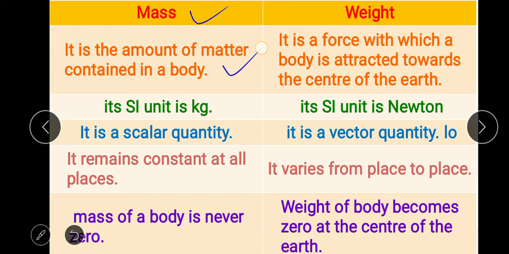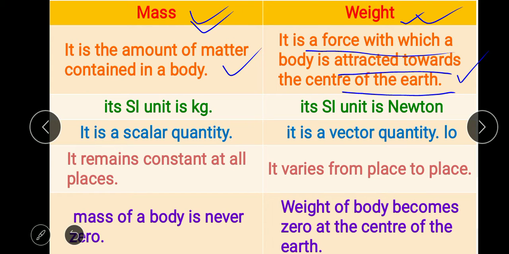Mass is the amount of matter contained in a body. Weight is the force with which the body is attracted towards the center of the earth. Here we have the definitions: weight is a force, mass is the amount of matter. Now when we talk about units, mass has SI unit kg, and the SI unit of weight is Newton. Force has SI unit Newton, so weight also has SI unit Newton, students.